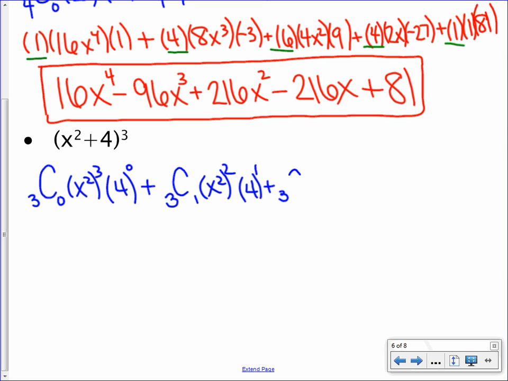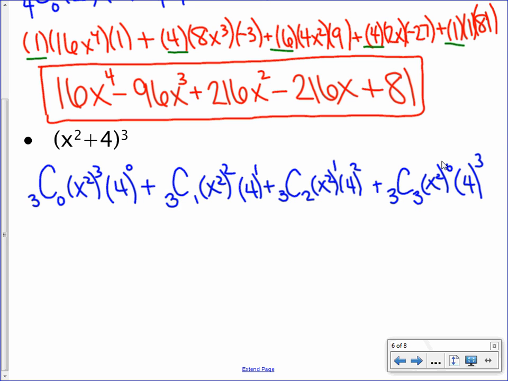Next term, 3 combinations of 2, x squared to the first, 4 to the second. Great. And last term, 3 combinations of 3, x squared to the 0, 4 cubed. Okay, so here we go. These should be nice calculations. 3 combinations of 0, anything combinations of 0 is 1. x squared cubed, 4 to the 0. So our first term is x to the 6th.